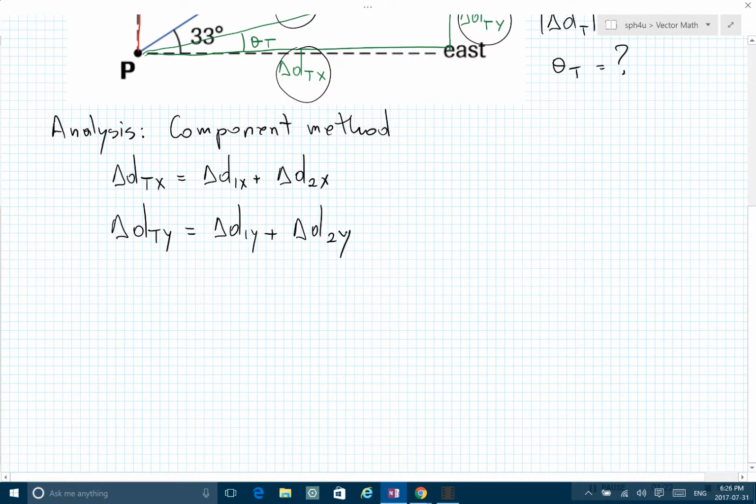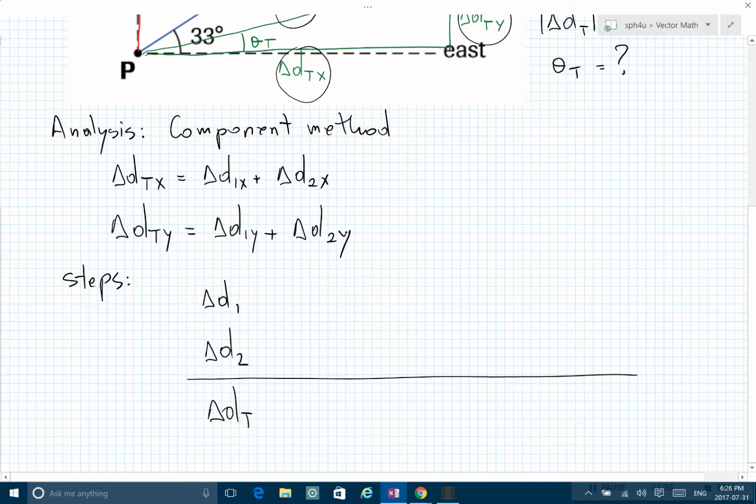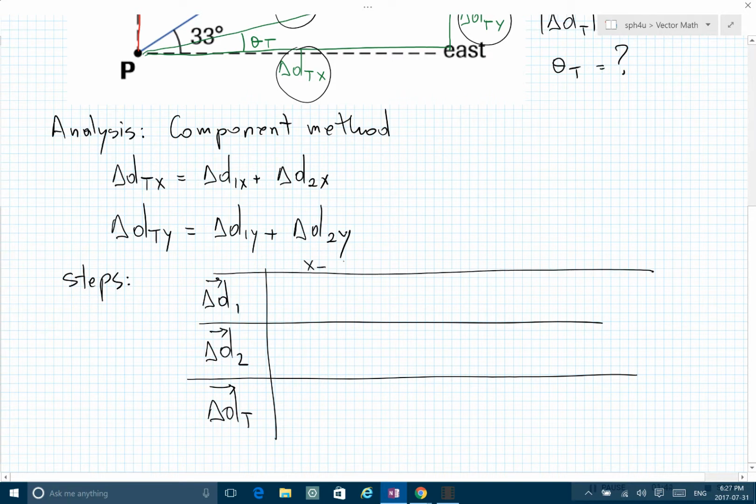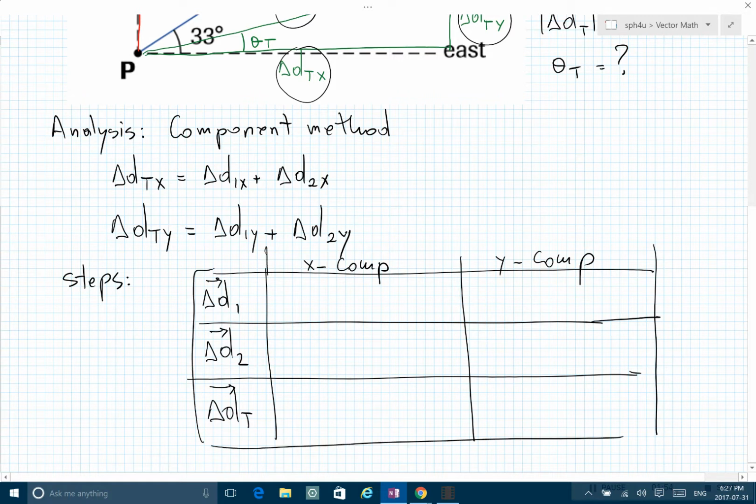So what can we do in a component method? First, we break down. I'm going to do it in chart form. So the steps. Here's a chart. I have delta d1, delta d2, and delta dt. I use a chart because it helps me a lot to organize my thoughts. So here is the x component and the y component. All right, so it's a better chart. What we do first is find, I'm going to write here, plus or minus.